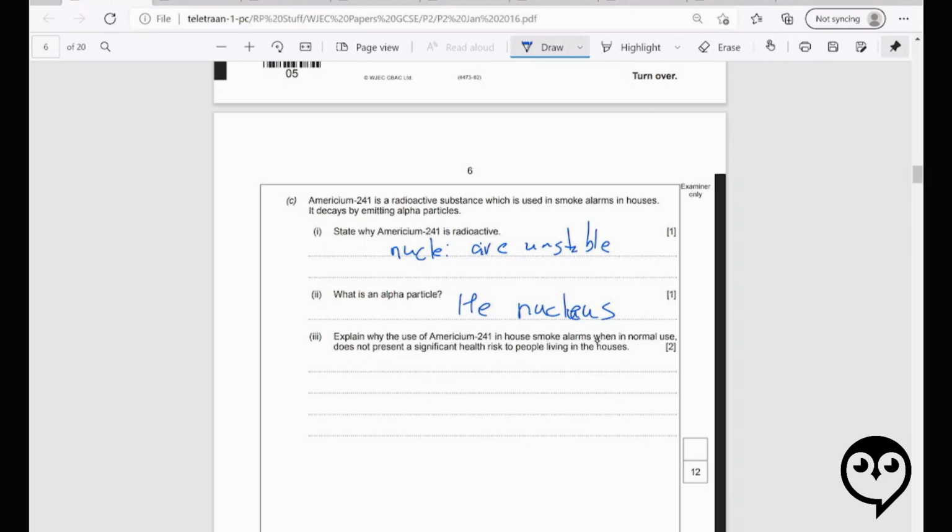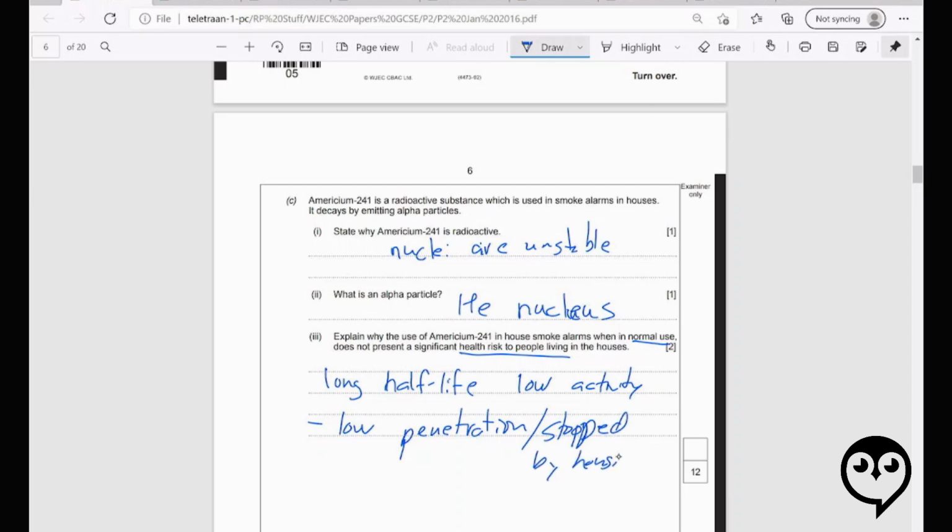Explain why we use it in smoke alarms, and it's not a health risk. Probably because it's got a long half-life. We want a long half-life because we want it to work in our house for a long time, and if it's got a very long half-life, we can say it's got a low activity, a low radioactivity. But also because of its low penetration, it's going to hit the wall of that plastic, and it's not really going to go anywhere. Okay, so we can say stopped.